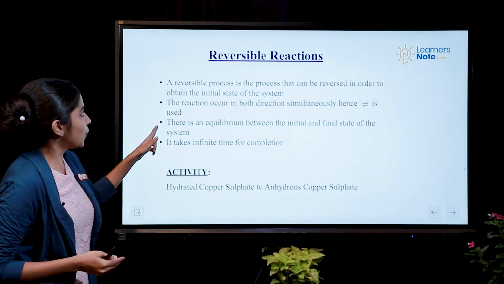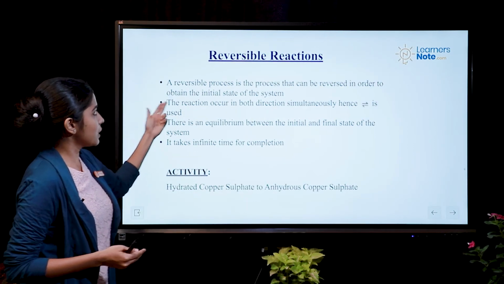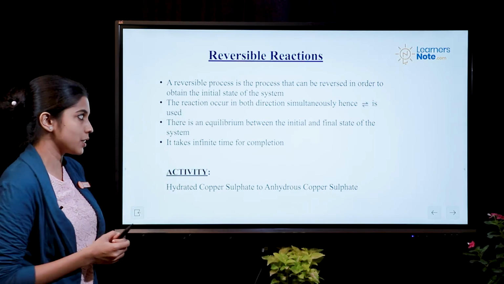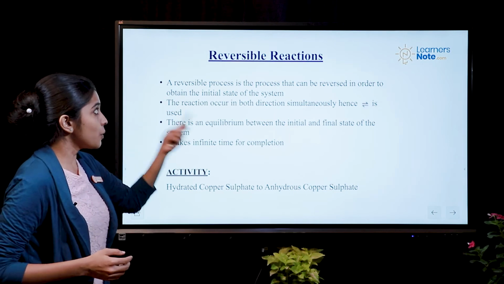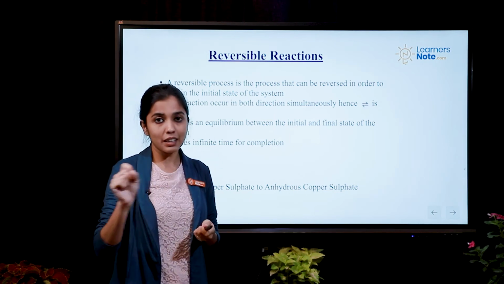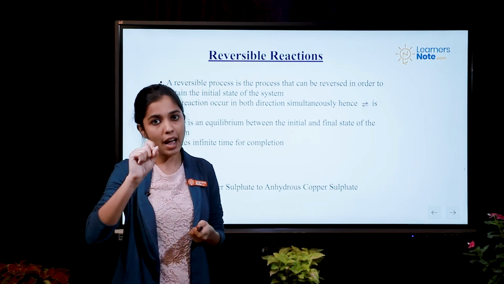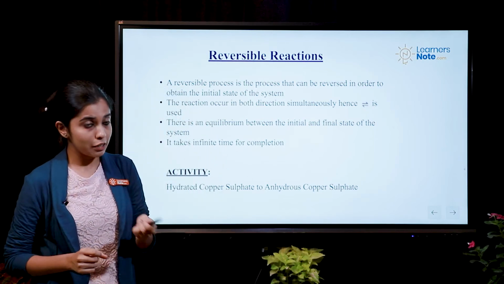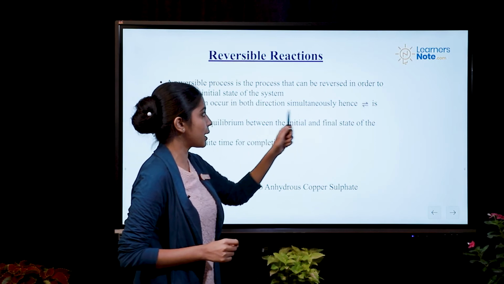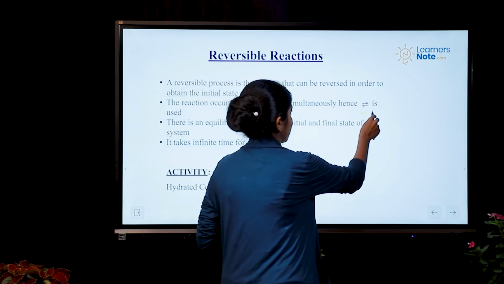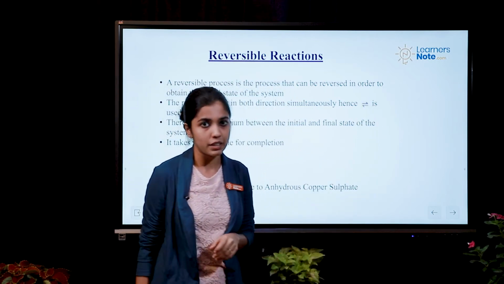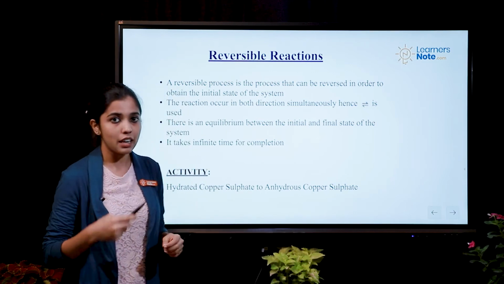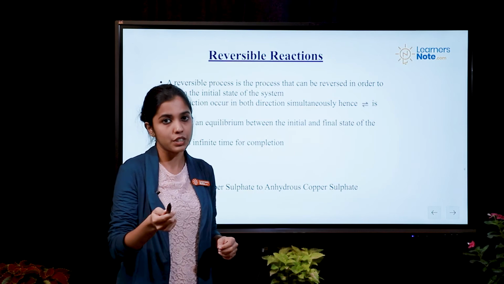Okay. So reversible reaction is a process that can be reversed in order to obtain the initial state of the system, just like I said. Usually when we write a chemical reaction, we simply put an arrow which is unidirectional. But when you are writing a reversible reaction, what you have to keep in mind is that you have to use this symbol. That is, you use a double-headed arrow. That indicates that the reaction can take place in both directions.